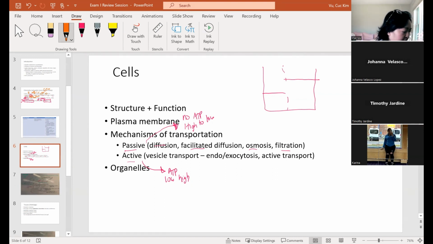Osmosis? Water is going to move from what to what? From high to low. Yep. So it's going to go from B to A. And is it going to move all the way from B to A, or just to a certain point? Just to a certain point? That's right. Until it reaches equilibrium.